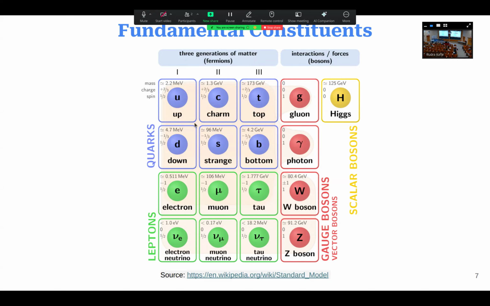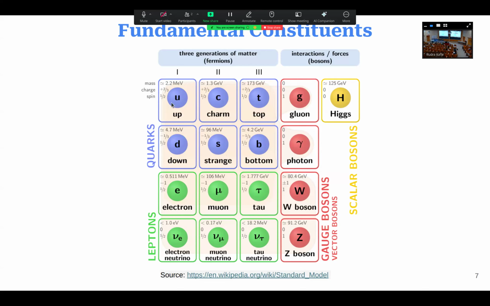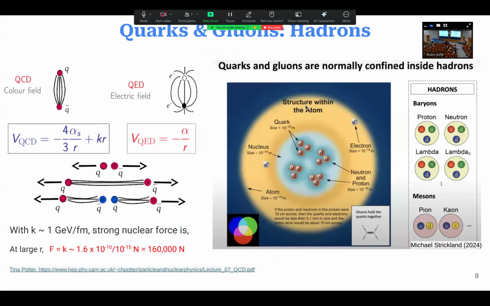And so normal matter is made up of especially these light quarks and gluons. And these light quarks and gluons, you cannot find those freely in nature under normal conditions. Why is that? Because they are confined by a strong nuclear force described by quantum chromodynamics.